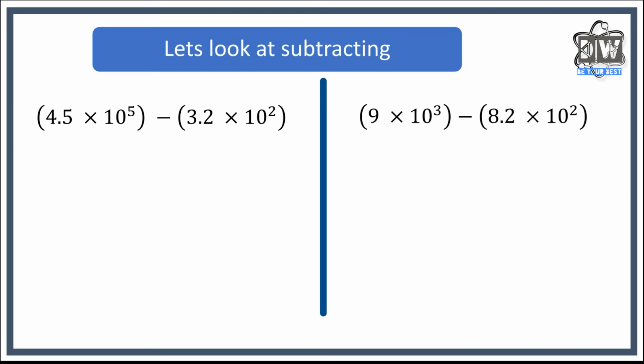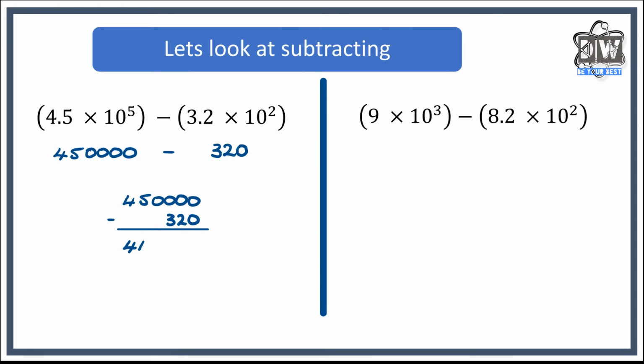So pause the video, give it a go, come back and see if you've got it right. Here we go, everyone. Let's work this one through. We have there 450,000, take away 320. We end up with something that looks like this, 449,680. Put that back into standard form, and there we go. Hopefully you got that correct. Remember, the decimal place is going from here, 1, 2, 3, 4, 5, hence the 5.